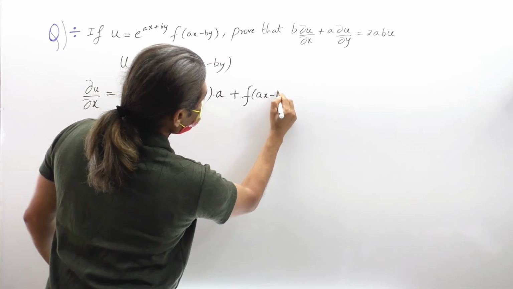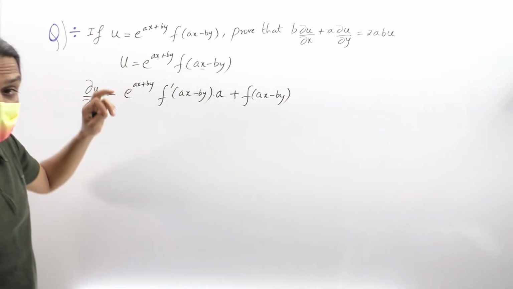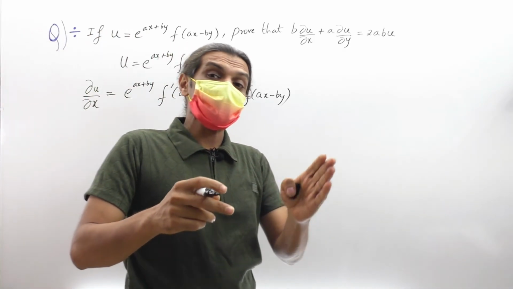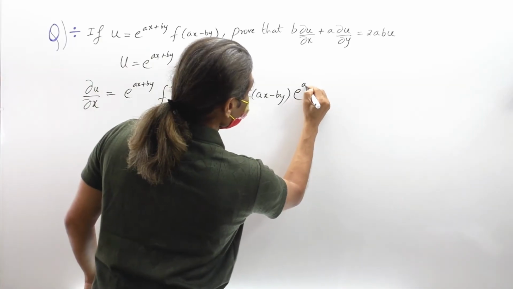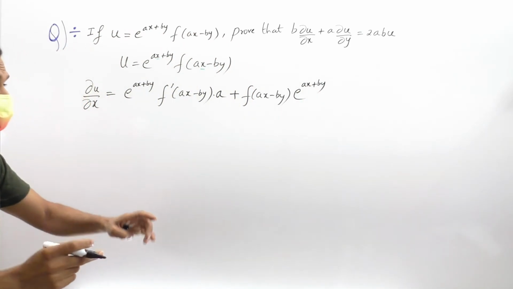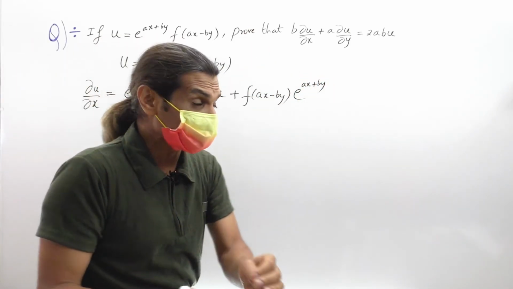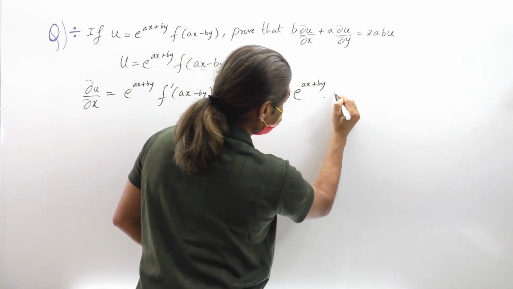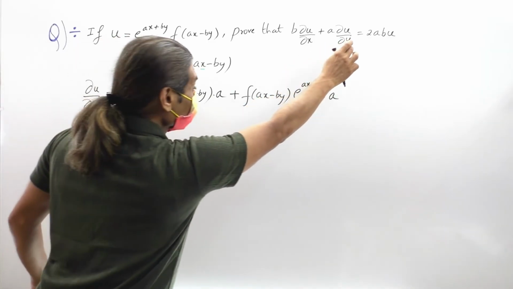ax minus by as it is, product rule, differentiation of first function, differentiation of e raised to x is e raised to x only. So e raised to x plus by will be e raised to x plus by only. But since we are differentiating again only with respect to x, so again chain rule, differentiation of x plus by is 0, differentiation of x will be 1 into a, that's it. Now ∂u/∂y.